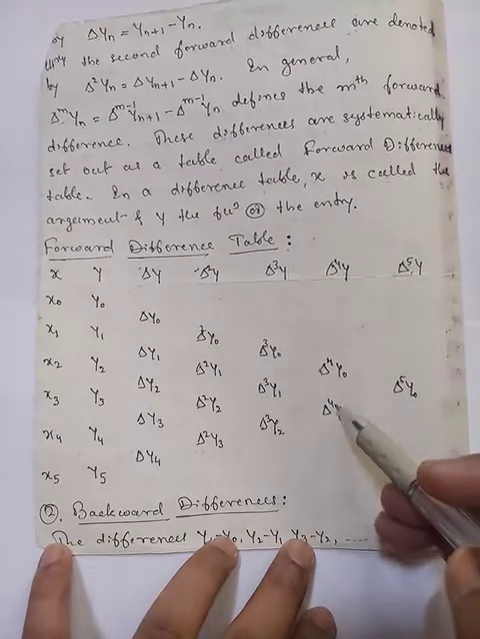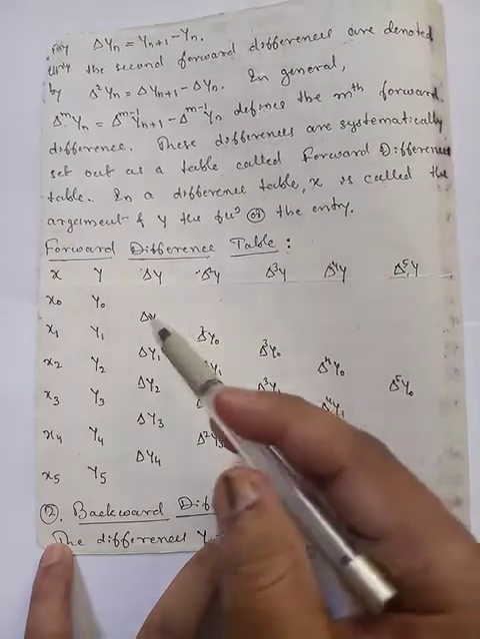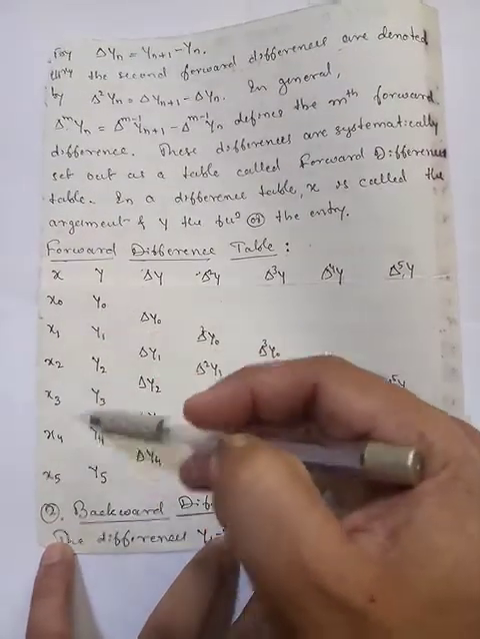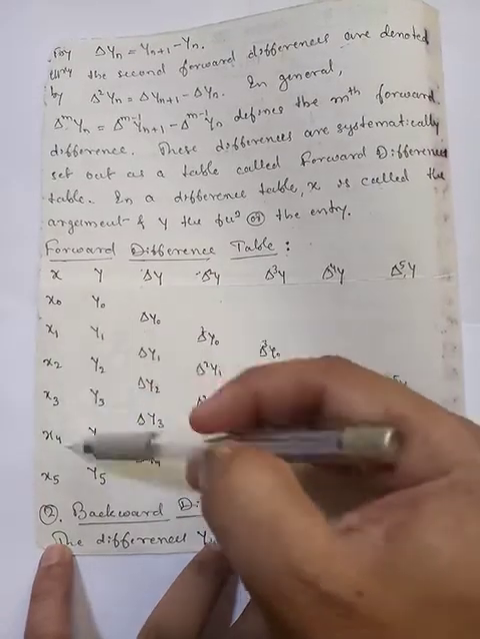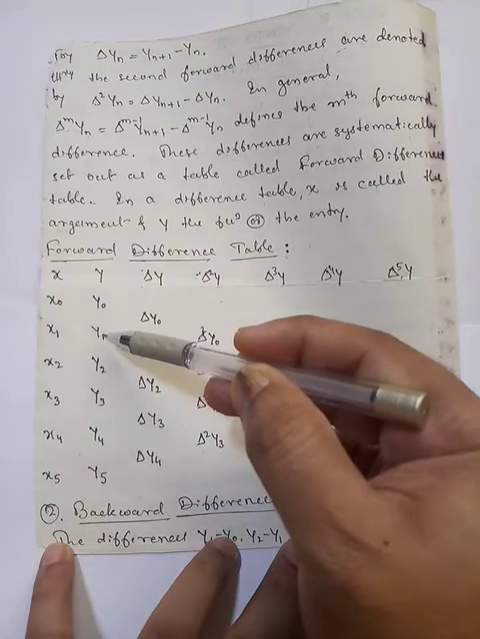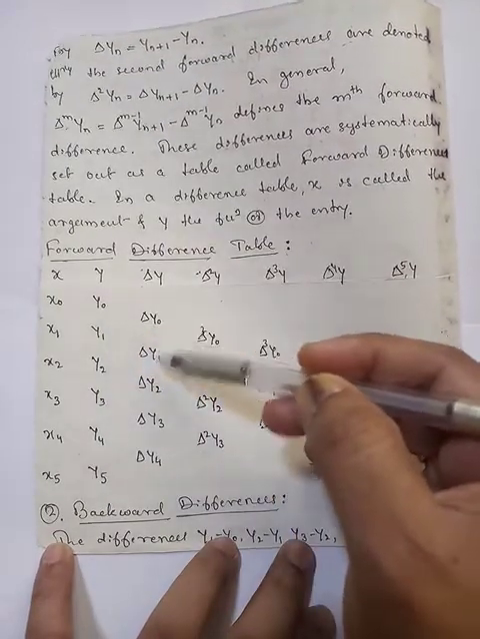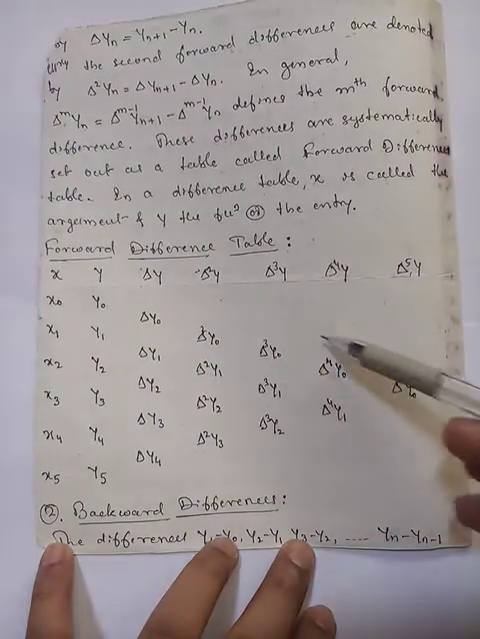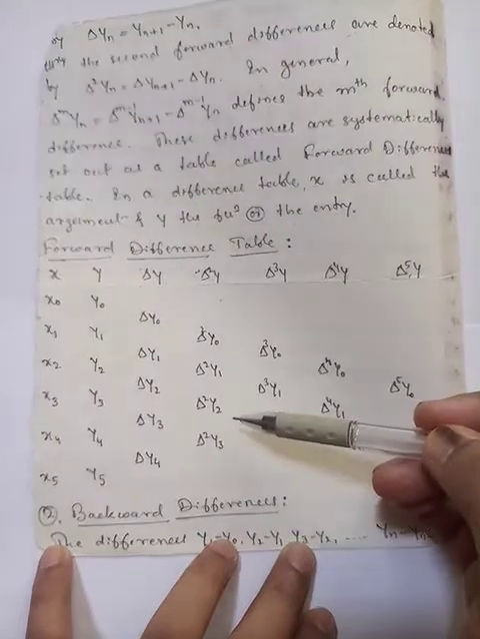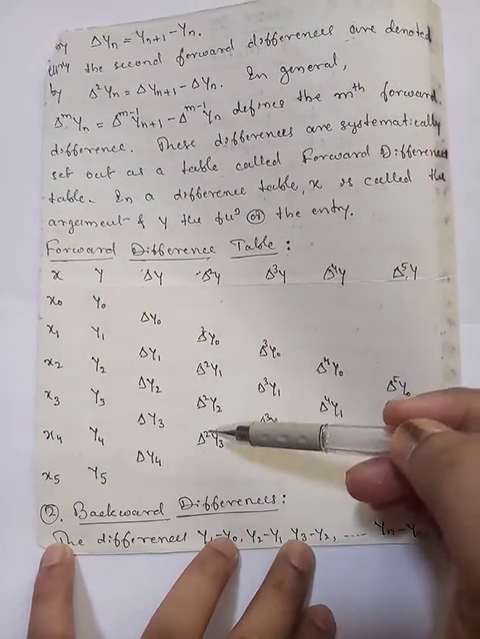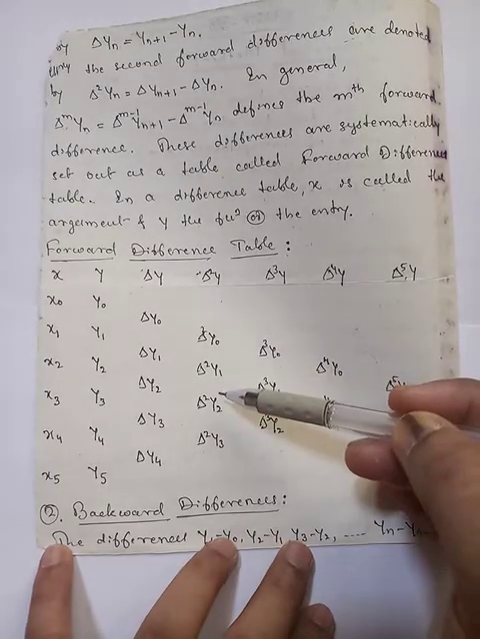Now, these are the notations we put in the table, but in the problem, the values of x and y are given as numbers. So when we take the differences, y1 minus y0 and so on, we get numbers in the table. With the help of this table, we are going to find the value of y at some given value of x.